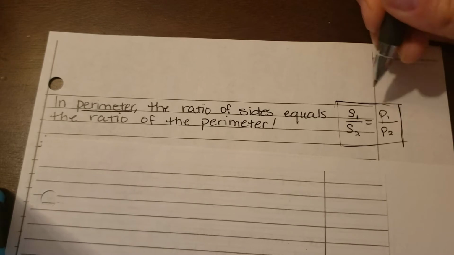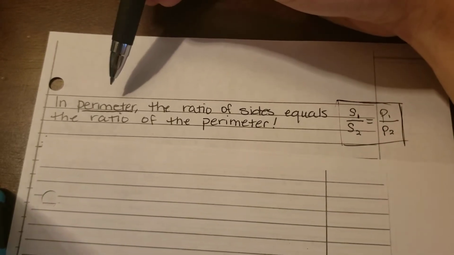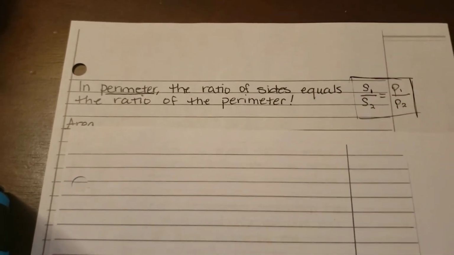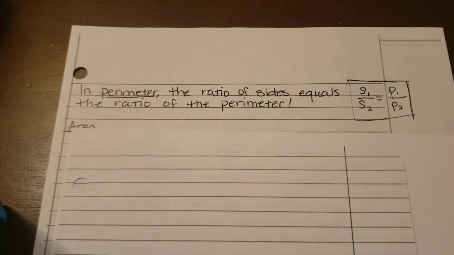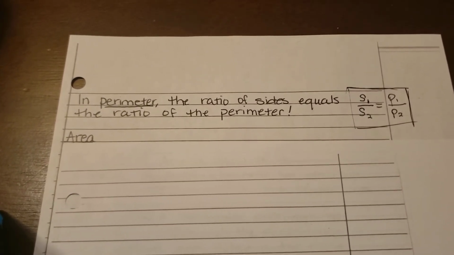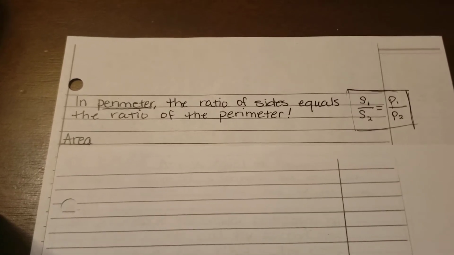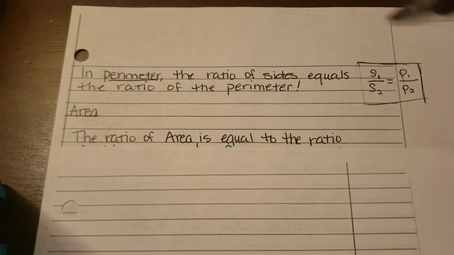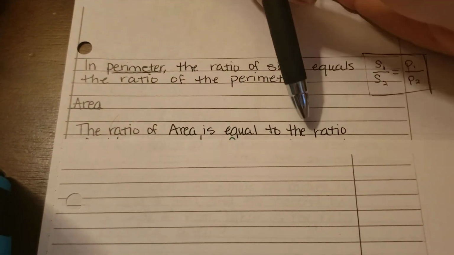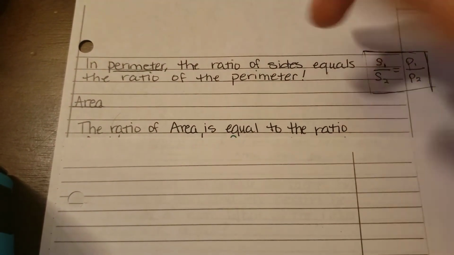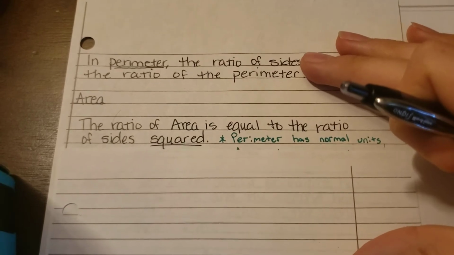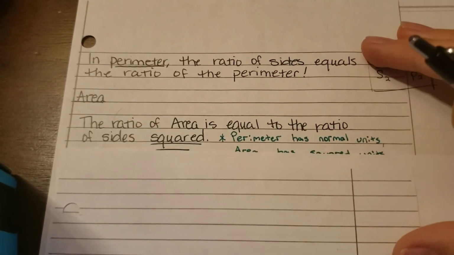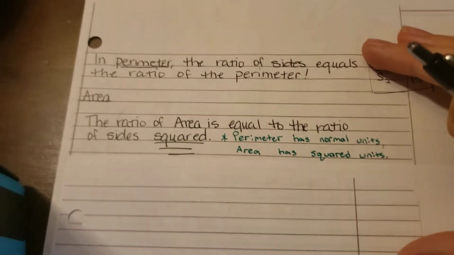Okay, now again, this is for perimeter. But at the top of the notes, we were talking about area as well. Area gets a little bit more complicated, but it's not that much. It's one extra step. When we're talking about area, the ratio of the area is equal to the ratio of the sides squared. So perimeter has normal units, area has squared units.